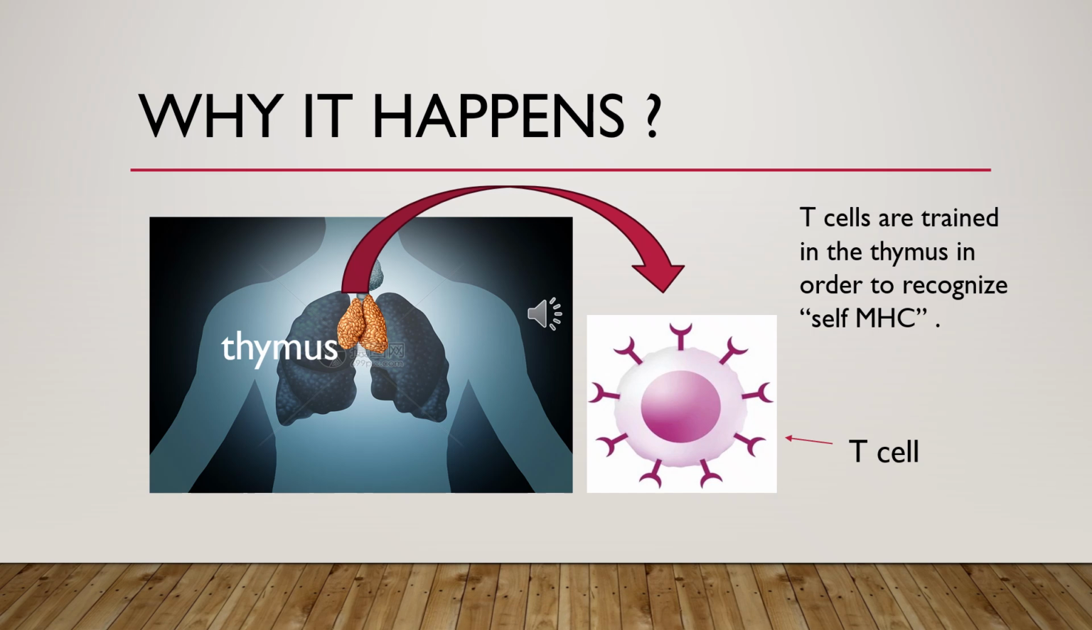Why does this happen? During T cell development in the thymus, immature T cells undergo positive selection. Only T cells that can recognize self-MHC receive survival signals. Therefore, all mature T cells are educated to respond only to antigens presented by self-MHC.